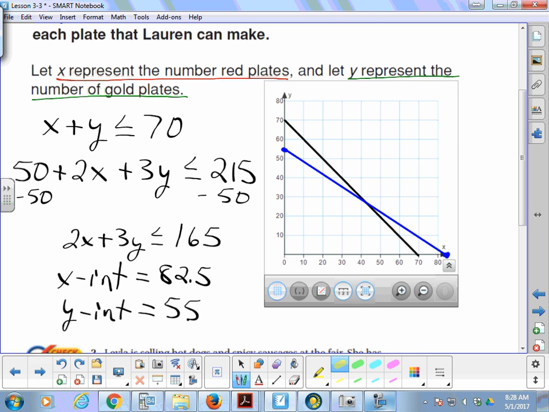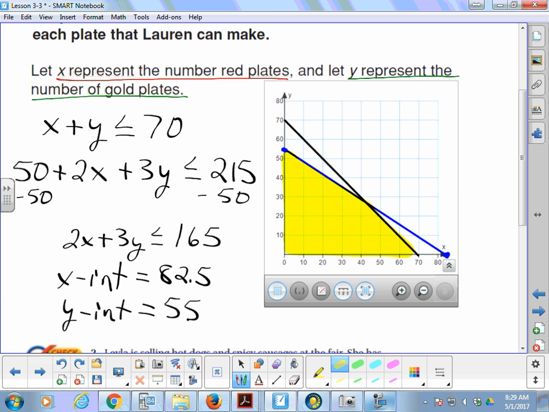Then we have both lines being less than or equal to. So my answer is going to be this area here, because it's the area that's less than or equal to both of them. That means that any pair in this section will be a solution to this problem.